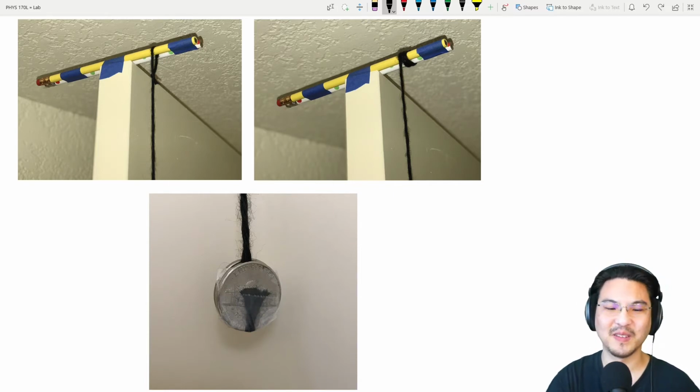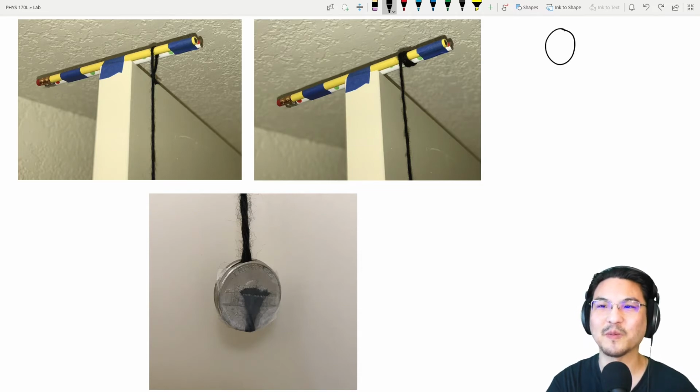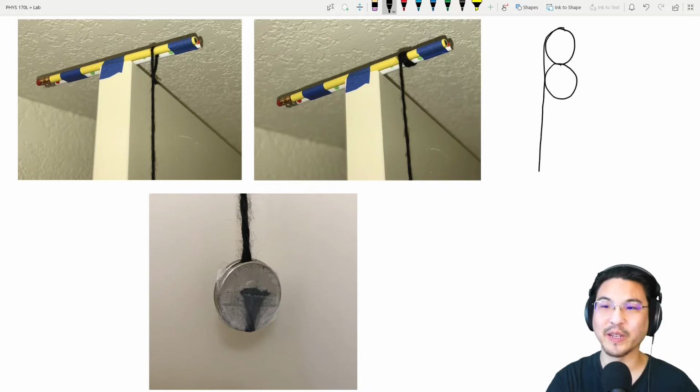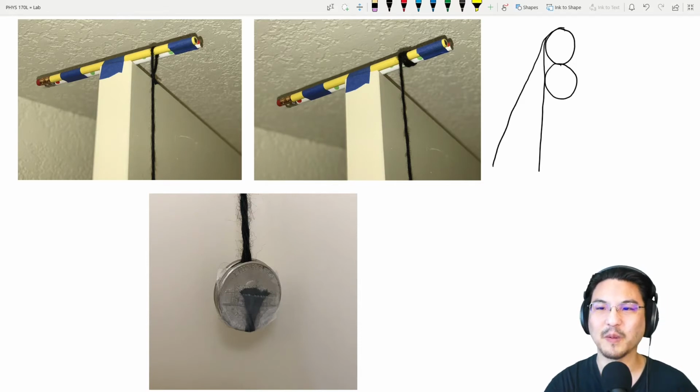You can do whatever you think of. And then I just taped it to the top of a door. Make note that I purposely taped it where the pencils are horizontal, because if the pencils were like this, and the string were over here, then when the string swings toward the left, it's maybe like this. But then when it swings toward the right, it'll kind of wrap around and go this way.